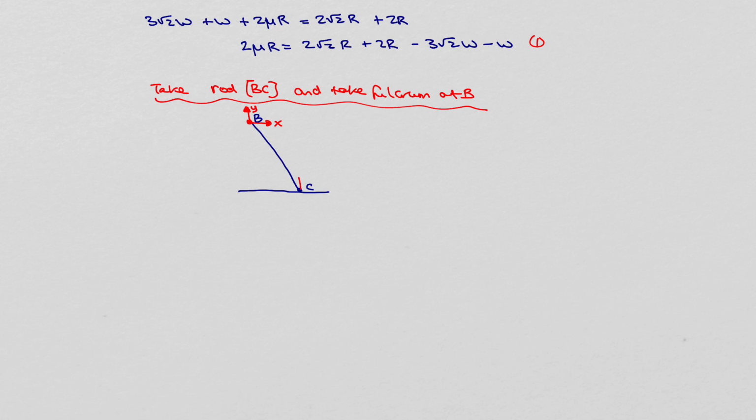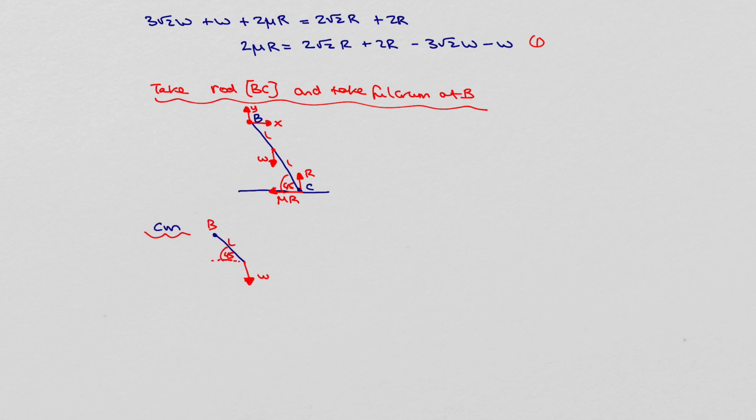I have R, I have W, and the angle is 45 degrees, and that's L, and that's L. So by taking my fulcrum at B, that means that my clockwise moments will be W, and my anticlockwise moments will be R. And of course we have our friction as well, which will also be our clockwise moment.